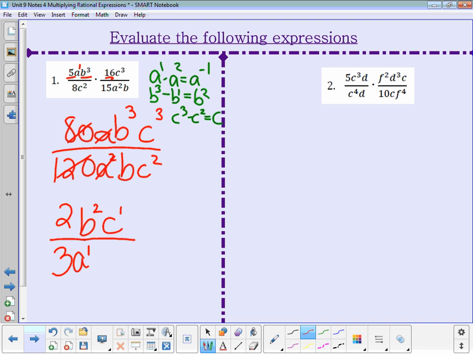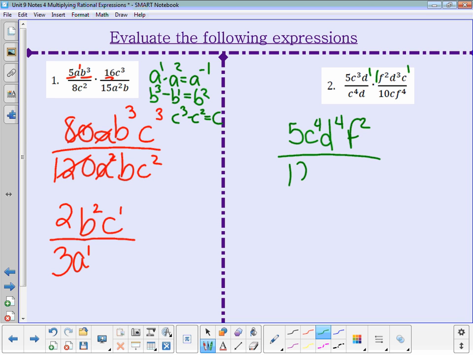All right, let's take a look at number 2. So again, multiply coefficients, add exponents. Well, there's no coefficient here, so that coefficient is just 1. So 5 times 1 is 5. So now I just want to go through and combine my letters in the numerator. And I like to do that mainly by just going in alphabetical order, so that way I make sure I keep track of everything. So c cubed times c to the first, add those exponents and you get c to the fourth. D to the first times d to the third, add those exponents, you get d to the fourth. F squared is just by itself.